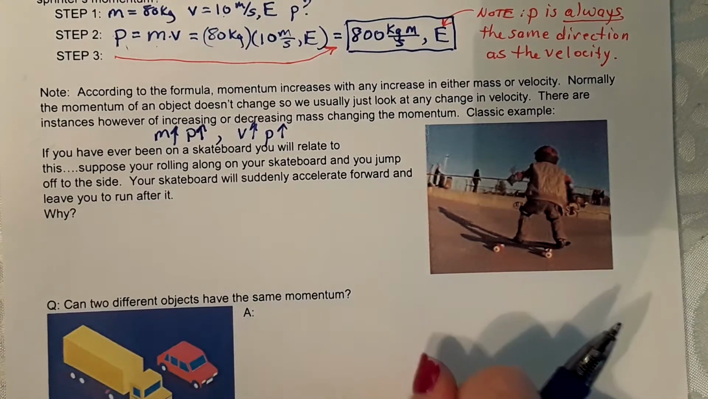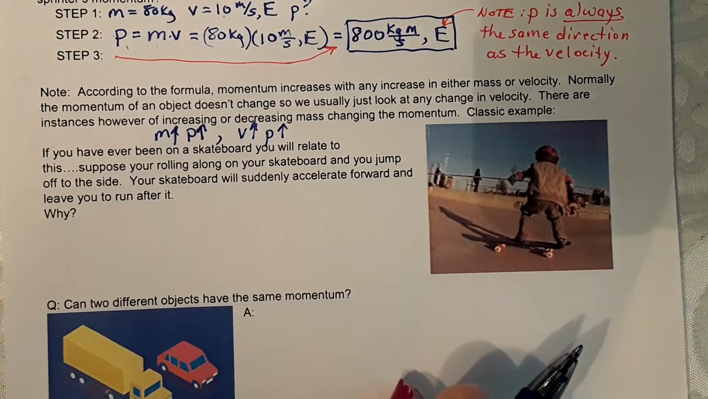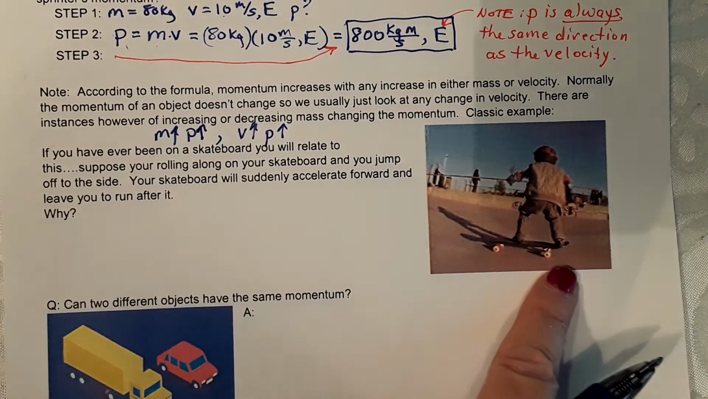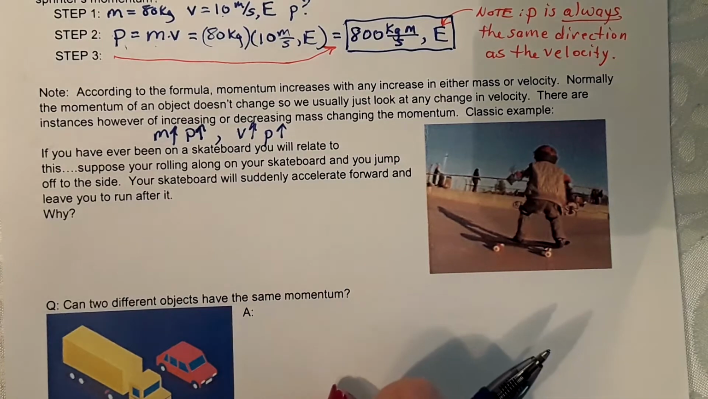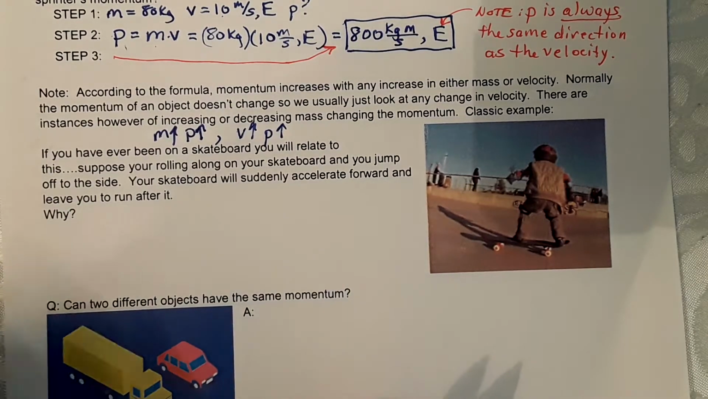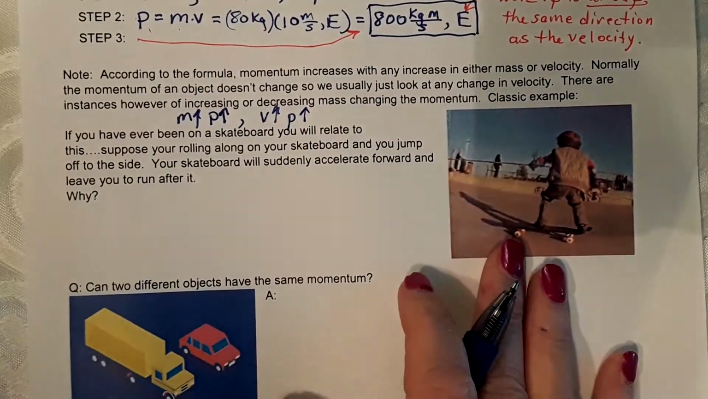You're rolling along on your skateboard and you jump off to the side or maybe to the back. And when you do, all of a sudden your skateboard takes off. It accelerates forward and you have to run after it. If that's ever happened to you, it's happened because of momentum. All right, here's why. And we can write this down.